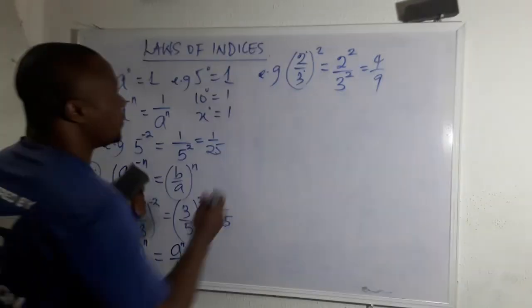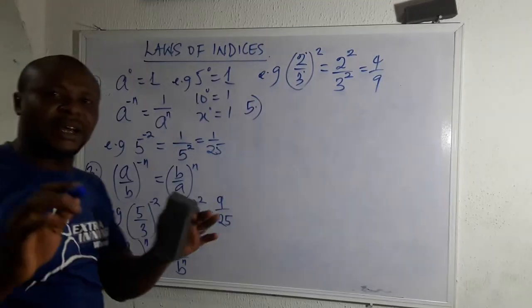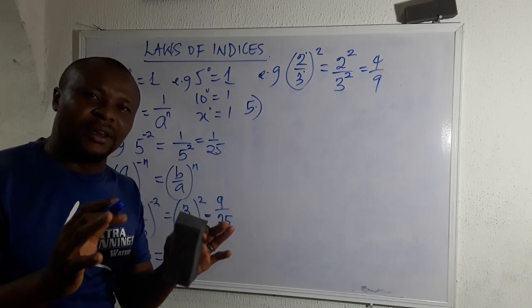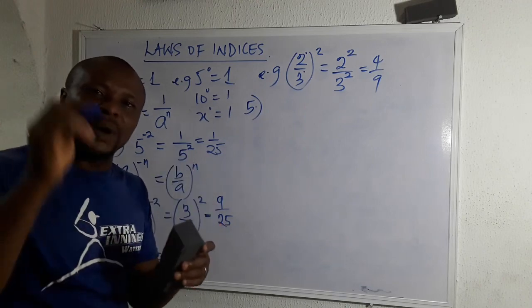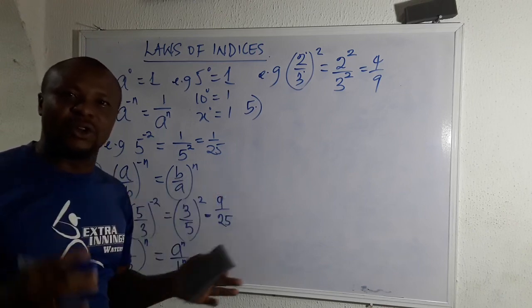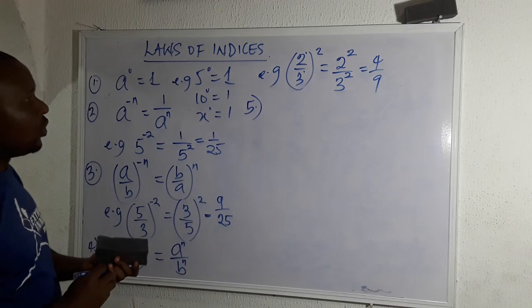Then let us look at another law, law 5. Now it is important to understand that in reality, for a particular question in indices, you can apply up to about 4 or 5 of these laws, depending on the nature of the question. Now let us go to law 5.